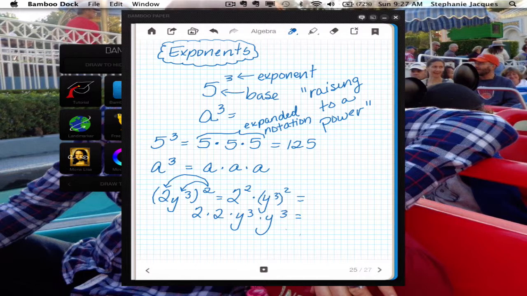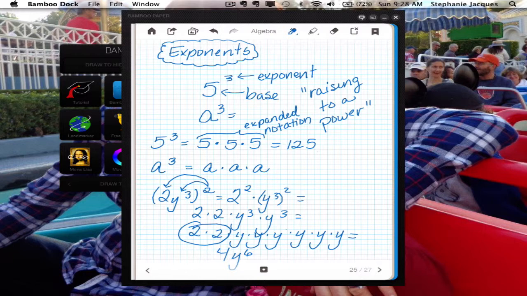I could even go further with that expanded notation by doing this. 2 times 2, and then expanding my y to the 3rd as y times y times y, and this other y to the 3rd, y times y times y. And so now all I'm going to do is I'm going to multiply my numbers, so I get a 4, and then I'm going to count up how many y's I have. So I have 1, 2, 3, 4, 5, 6. So I have y to the 6th.